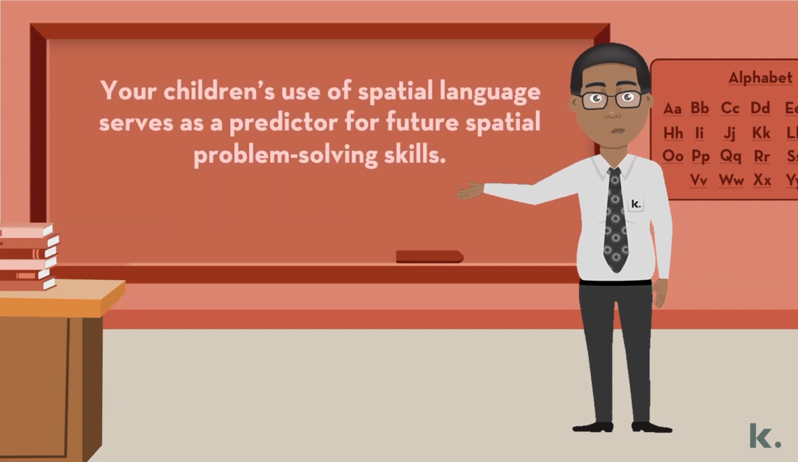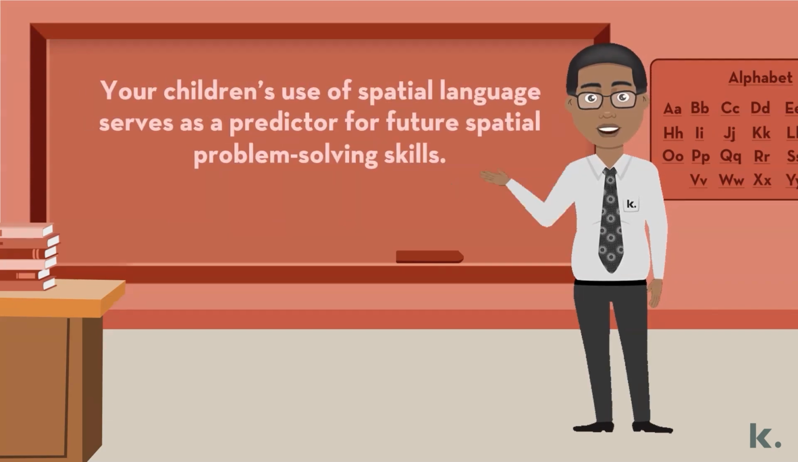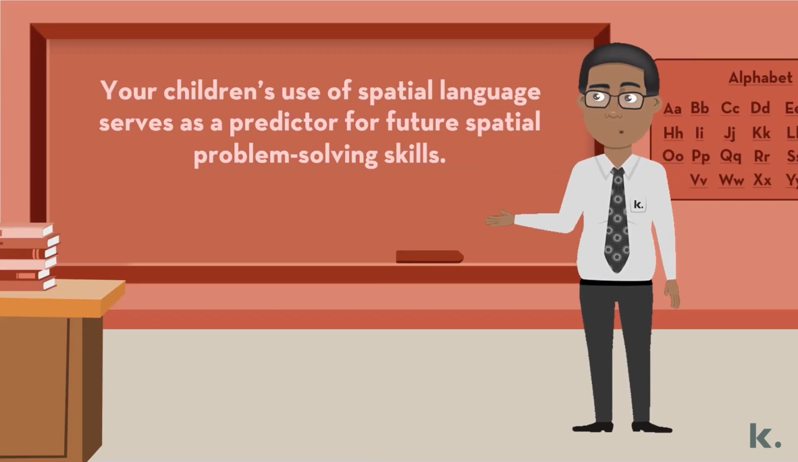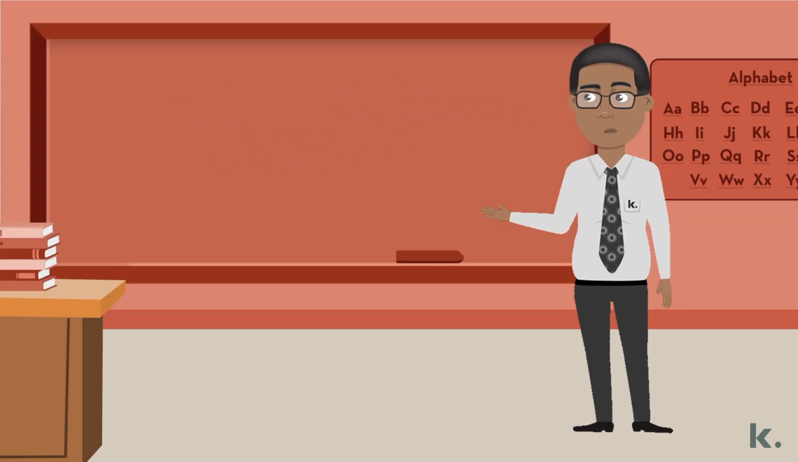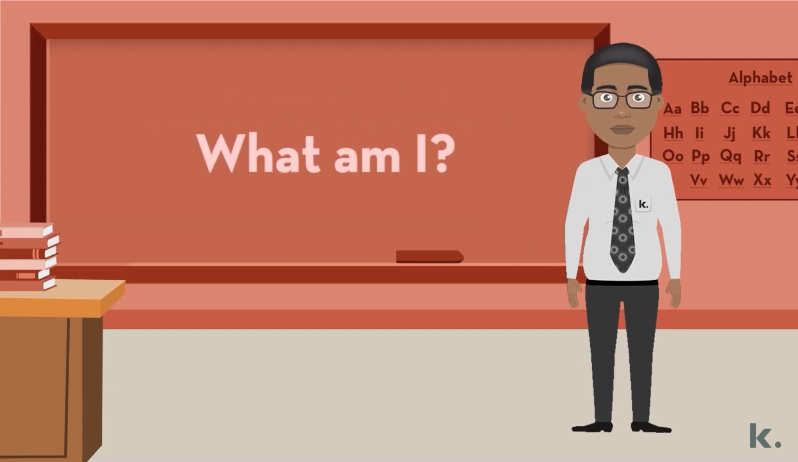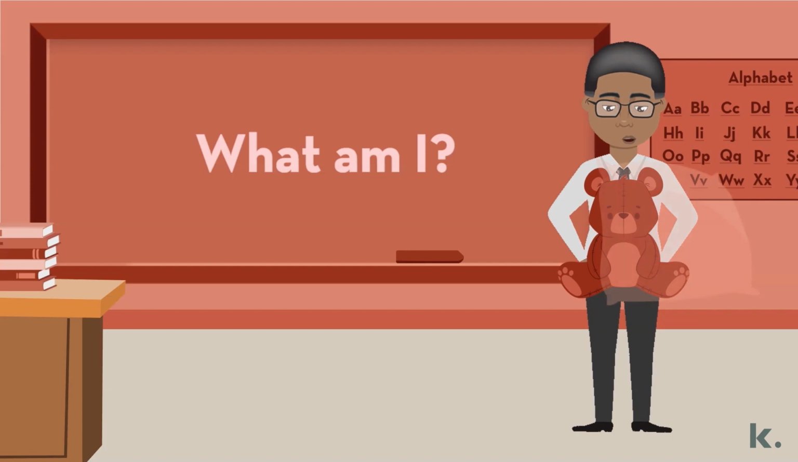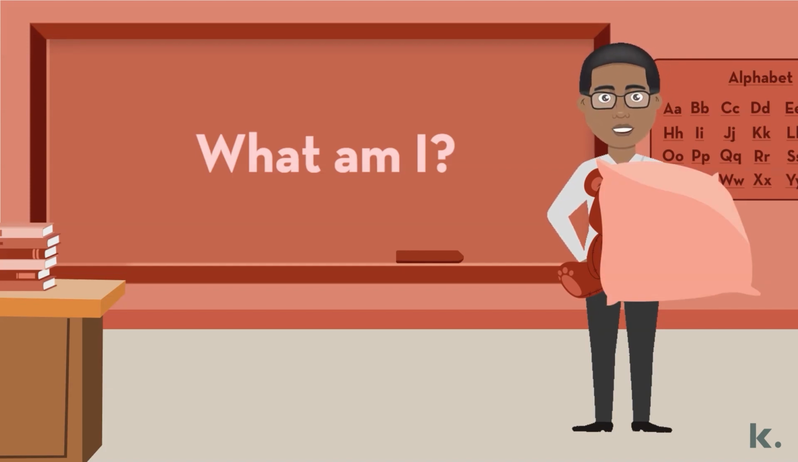When introducing positional language, play a game of What am I? Use an object from home. Cover the object with a cloth or blanket, leaving only a portion of it revealed. Have your children guess the object. Play this a few times with a different object being used for each game.